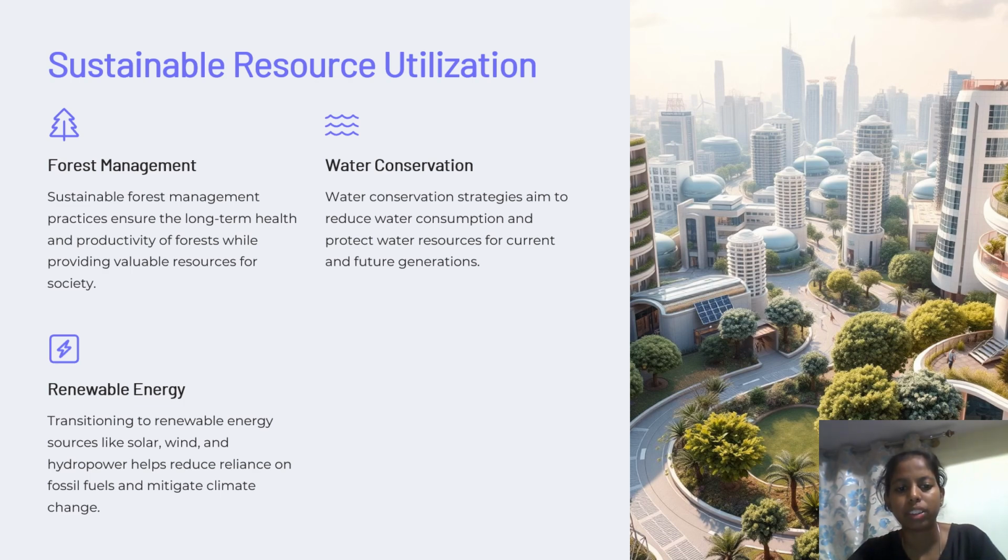Transitioning to renewable energy sources like solar, wind, and hydropower helps reduce reliance on fossil fuels and mitigate climate change. As we know, renewable energy is a pure source of energy, produced by using solar, wind, and hydropower, which doesn't depend on fossil fuels. If we depend on fossil fuels, the burning of fossil fuels will affect the greenhouse effect and even affect the ozone layer. It causes the depletion of the ozone layer.